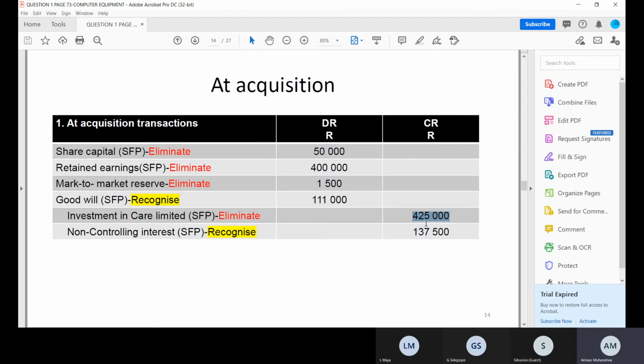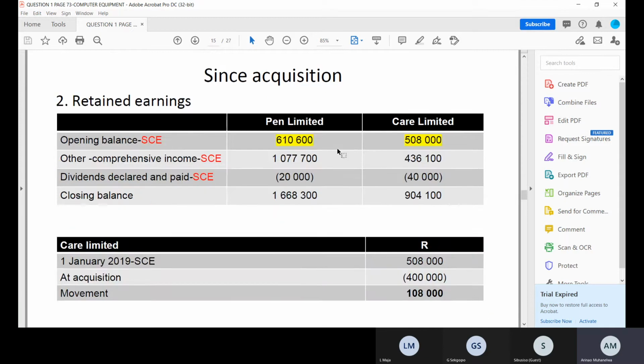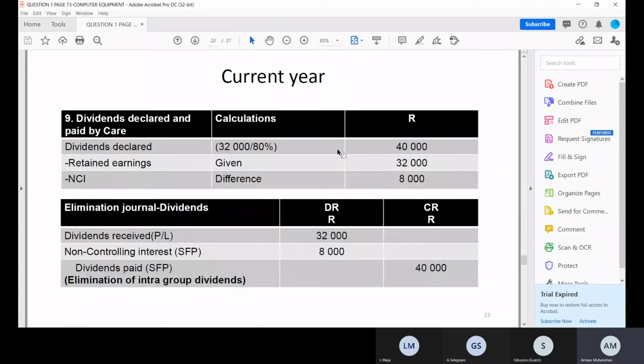If you add 425,000 and you add 137,500, you will have 562,500. And the difference, if it's going to be on the debit side, it will be your goodwill. If it was on the credit side, then it was going to be your bargain purchase. So now all this information that you see here, we should be able to see it on the analysis. I'll go to the analysis.